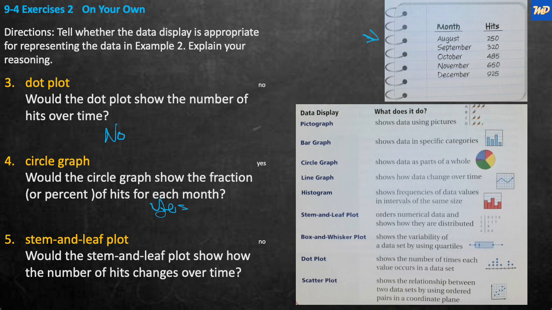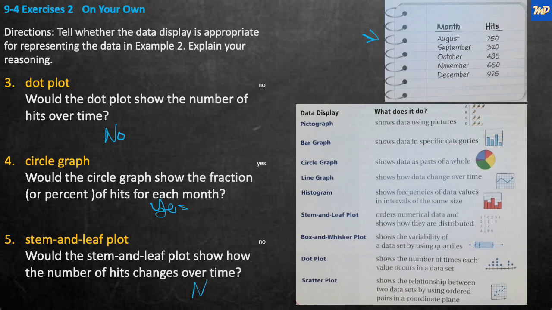Y-E-S. Now how about a stem and leaf plot? Would the stem and leaf plot show how the number of hits change over time? A stem and leaf plot orders numerical data and shows how they are distributed. This tells you how you can put it in order, like shoe sizes, 8, 8.5, 9, 9.5, whatever, and then how they're being distributed by cities or where they're going. That's what a stem and leaf plot could show. They want to know how many hits over time. You might be able to imagine that the time was months, and then you could say 1, 2, 3, 4 months. But I'm going to say that this is probably no on this one.